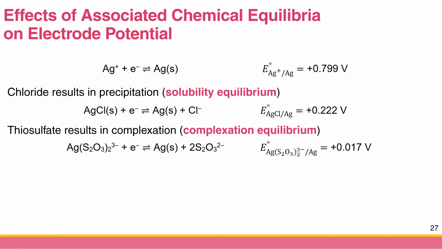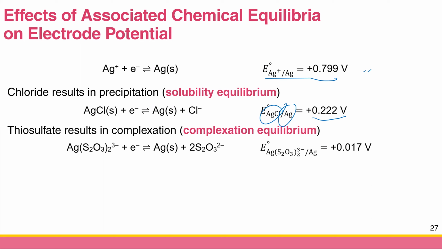We know, or we can open the standard electrode potential table as well, that the silver plus silver electrode potential is plus 0.799 volt, and this is its half reaction. If you are interested in the standard electrode potential of silver chloride silver, you can open the standard electrode potential table, and you will find that this half reaction has a potential of 0.222 volt.